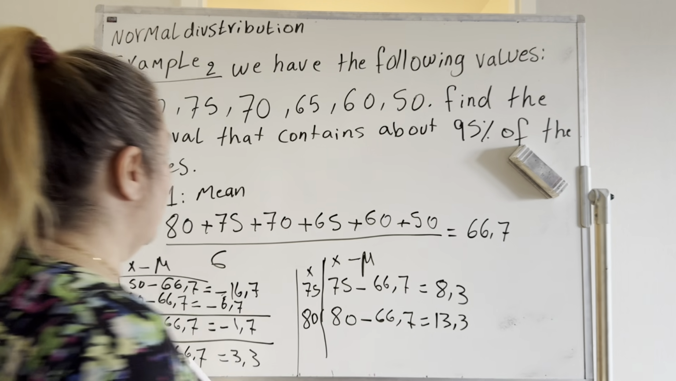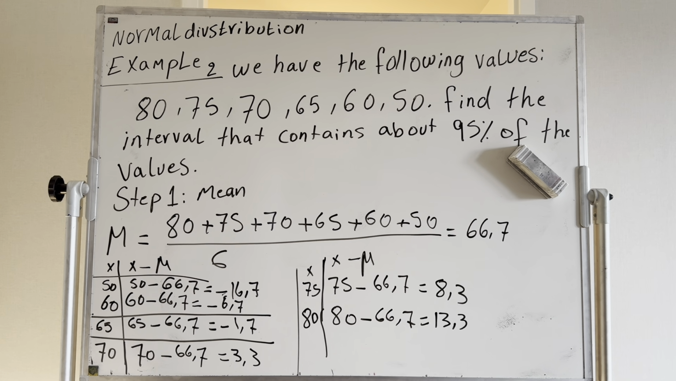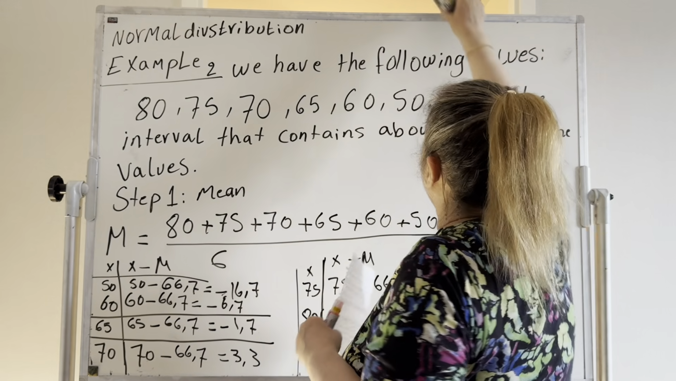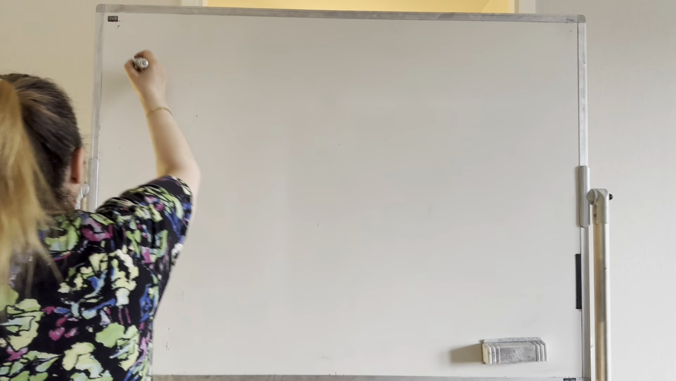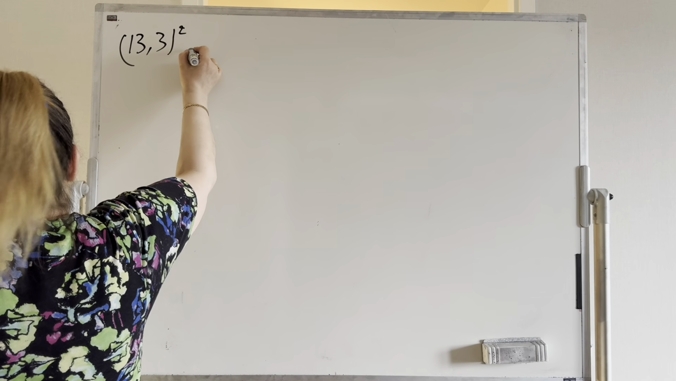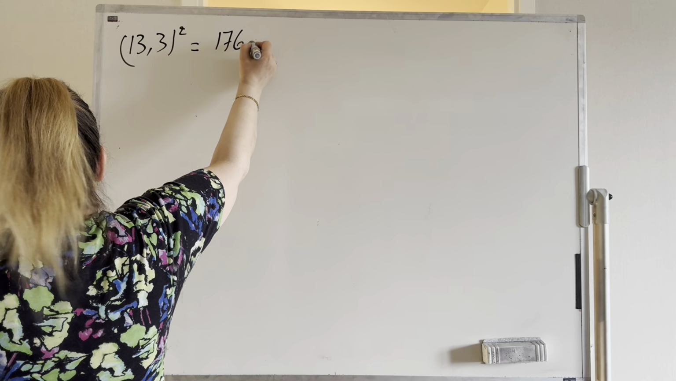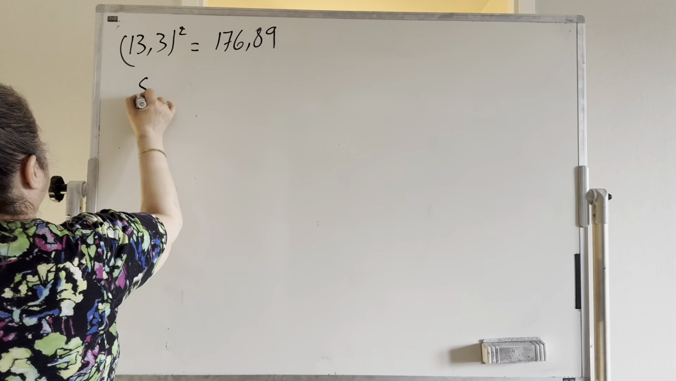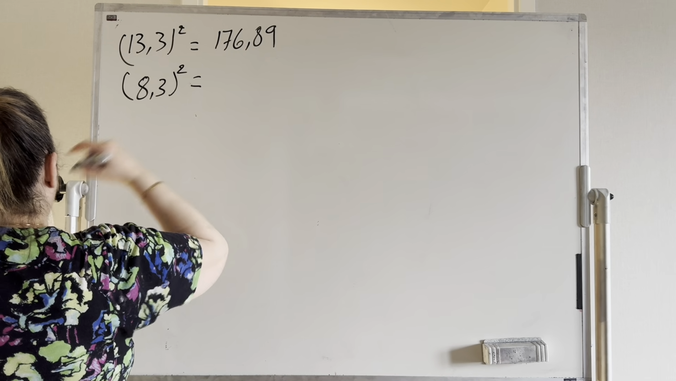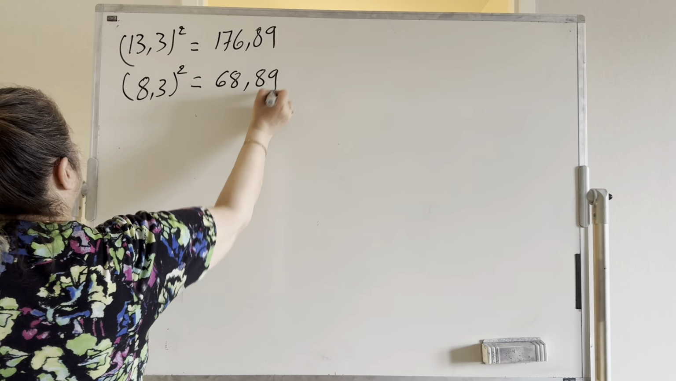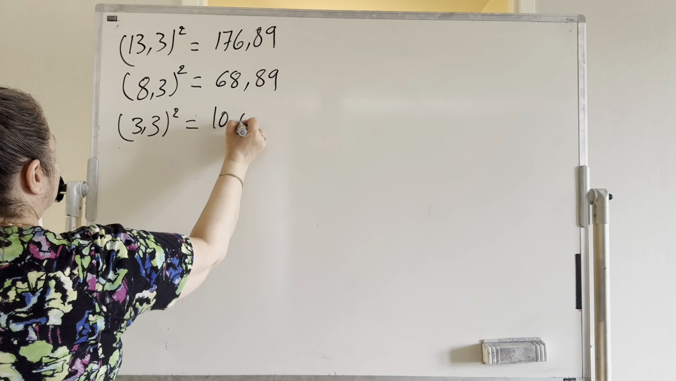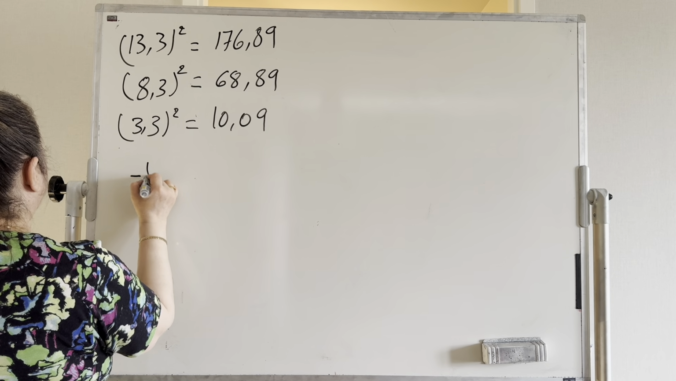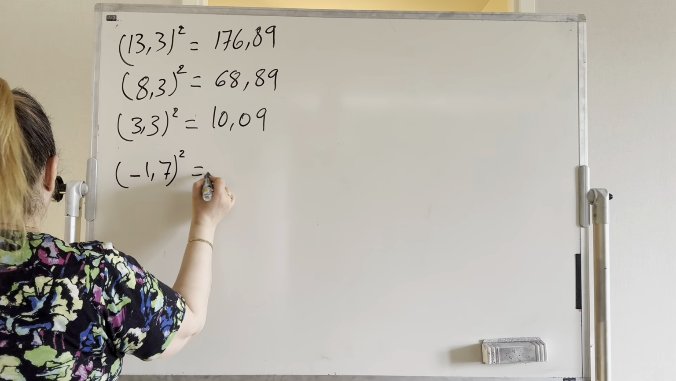Then all these differences I will square them. 13.3 squared equals 176.89, and 8.3 squared equals 68.89. 3.3 squared equals 10.09, and minus 1.7 squared equals 2.89.